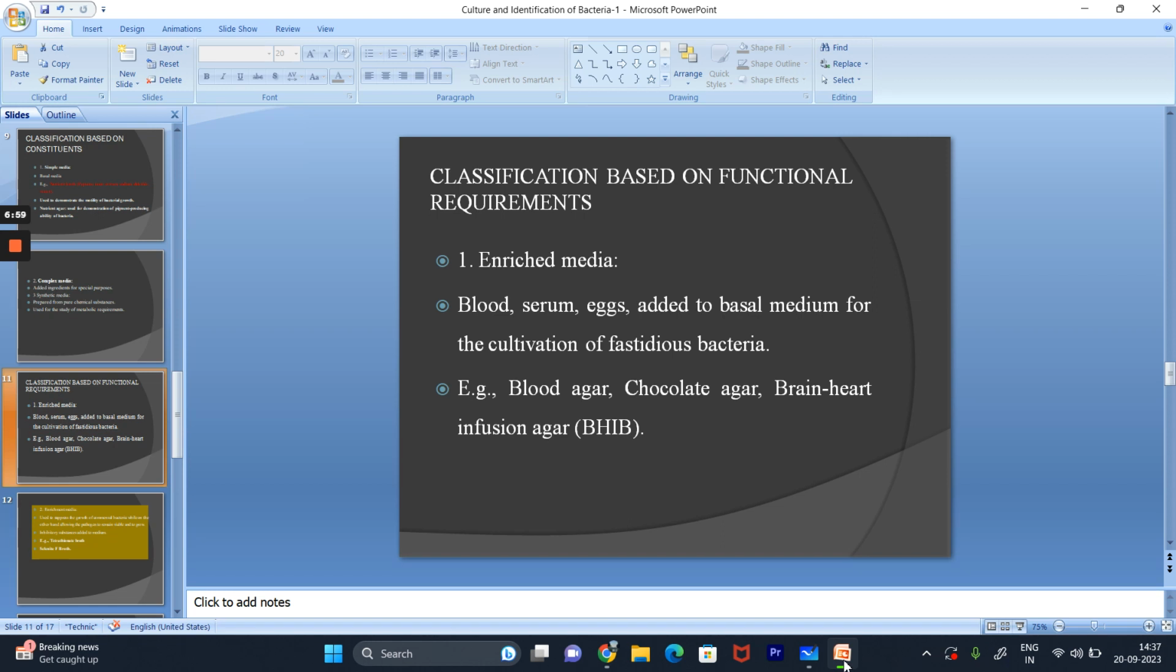And on the basis of this, it is used to differentiate among the gram-positive cocci, and it can also be known as differential medium. Next is the chocolate agar.